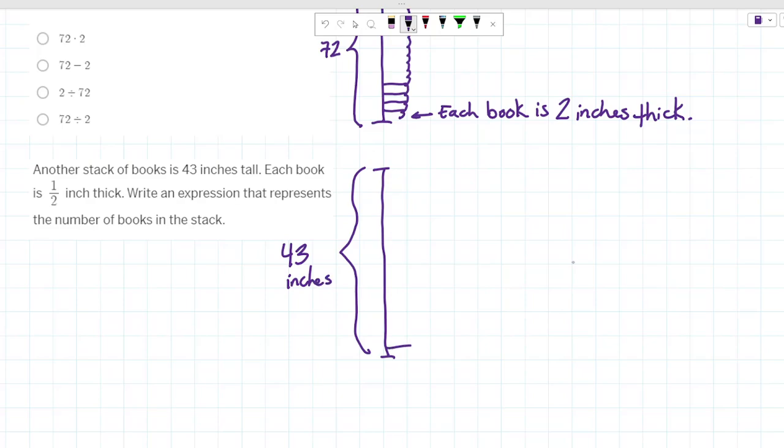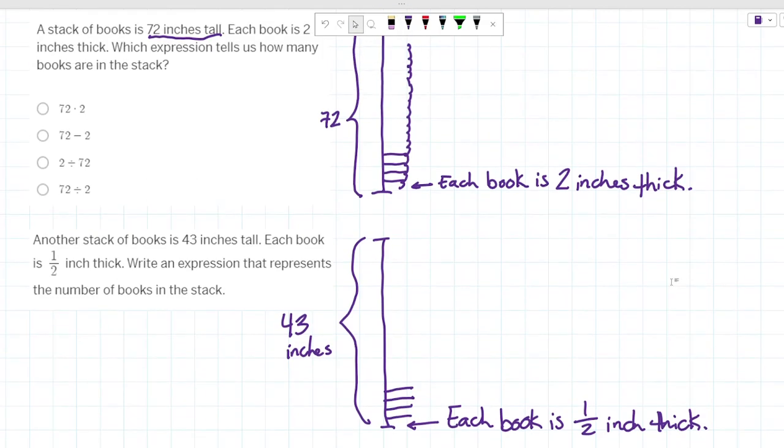And each book is how thick? 1/2 of an inch. So to figure out the number of books in the stack, just like before, on the first problem we took our 72 inches and we broke it down into groups of 2 inches. So here we have 43 inches and we're going to break it down into groups of 1/2 inch.